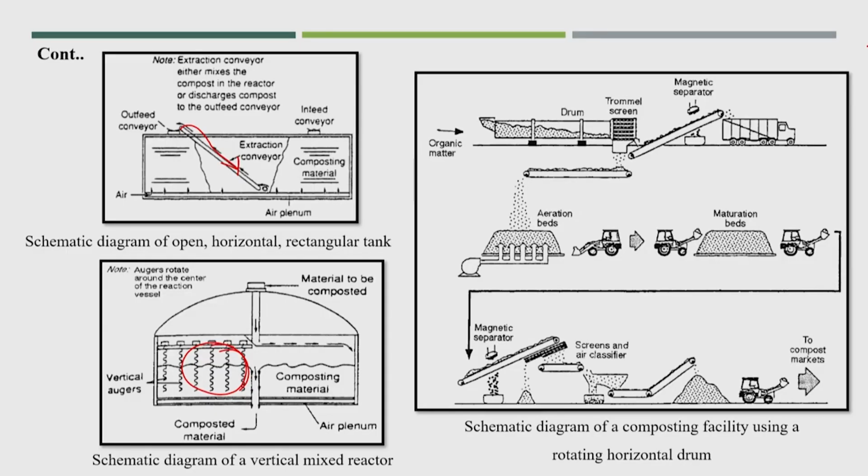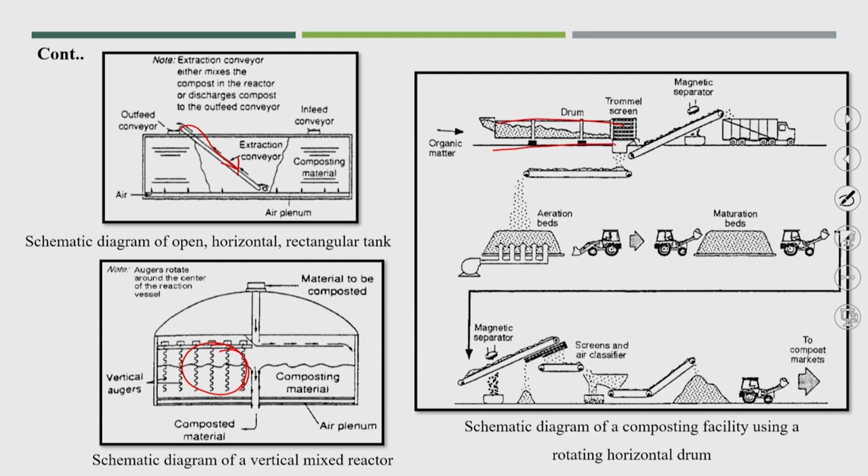Here is the entire schematic diagram of the horizontal rotary drum composting process. Now you start from here. This is the drum.